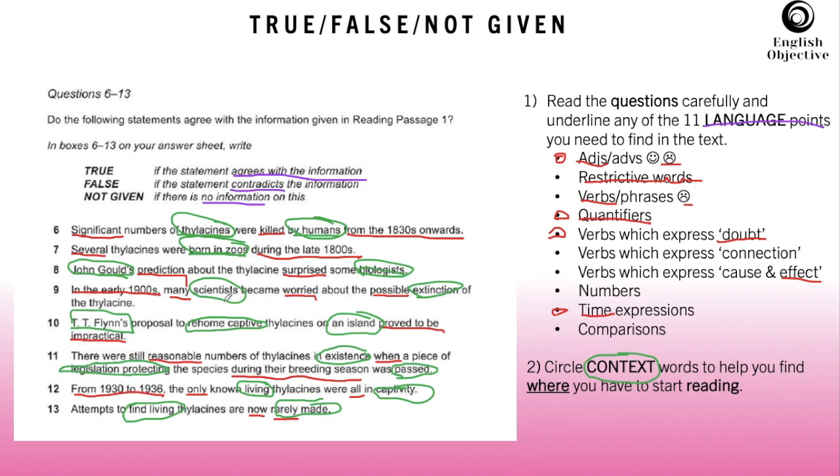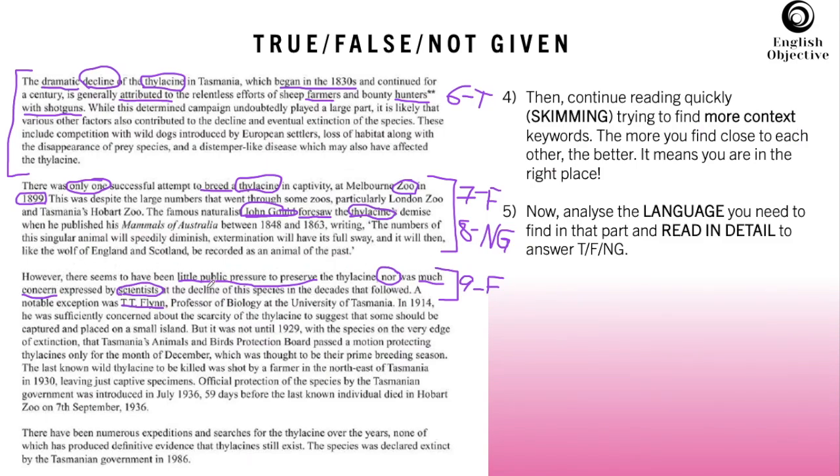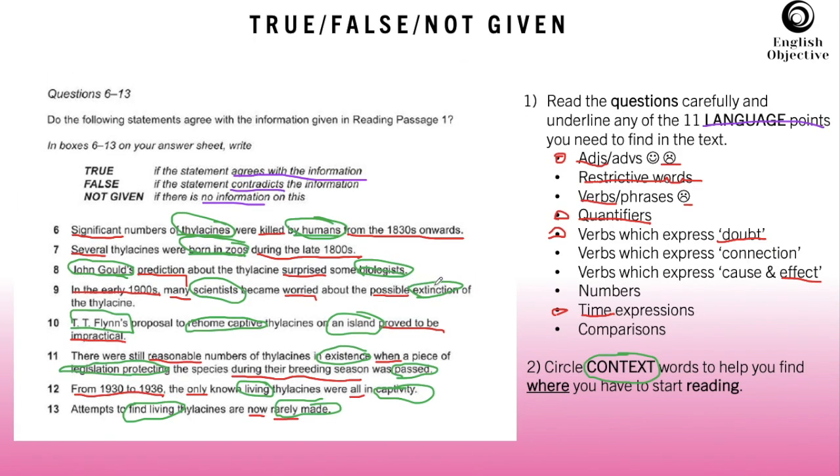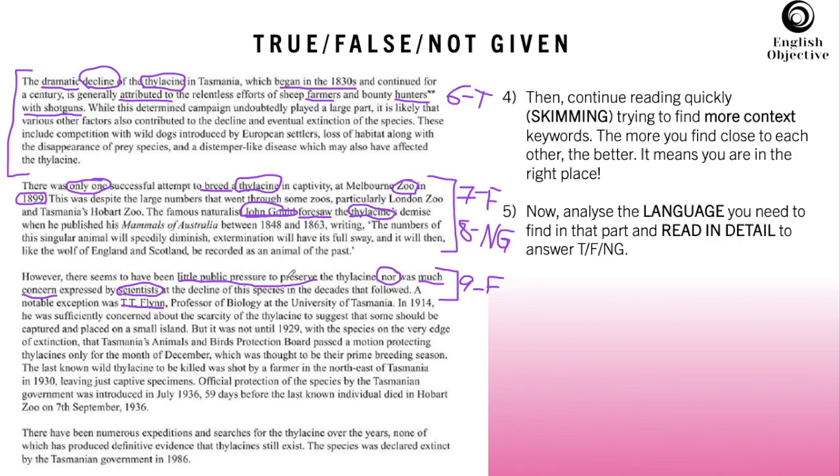So many, the opposite, not much. I have the context keyword, scientist. I have the negative connotation, but the opposite, so worried, not worried, not much concern about the possible extinction and by scientists. These are my context keywords. Preserve the thylacine, so to preserve is to avoid extinction, to protect from extinction by scientists. So it's the opposite, really.